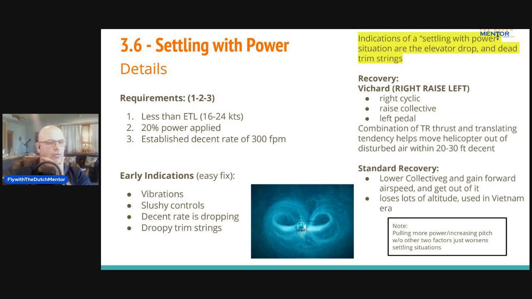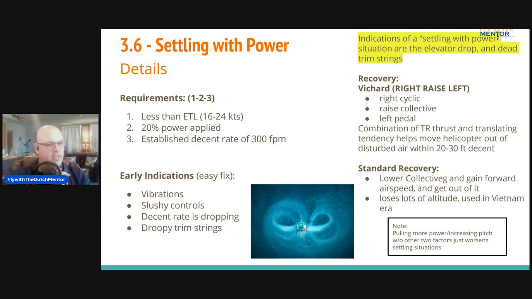As you can see with the picture over here, in the middle where you can see the vortexes are coming back into the blade itself, giving you a significant reduction in lift component at the same power setting. So the recovery is really two types. We have now become familiar with the Bouchard maneuver, where we simultaneously do right cyclic, raise collective, and left pedal.